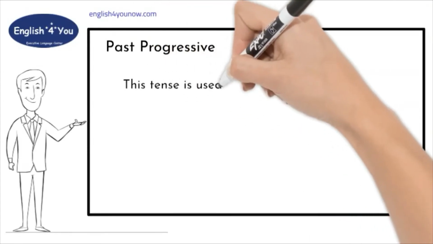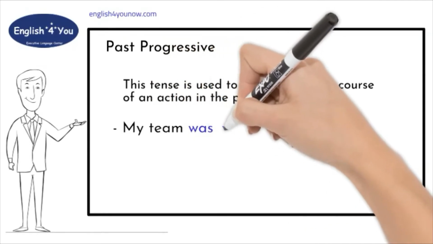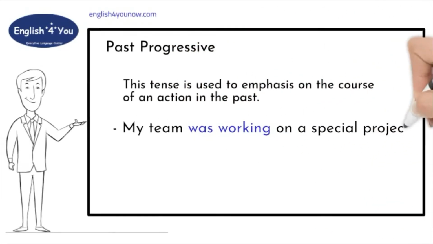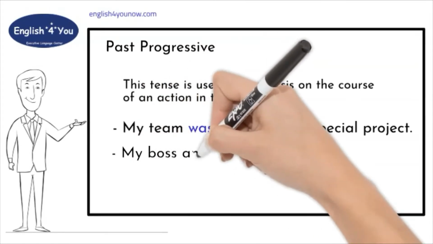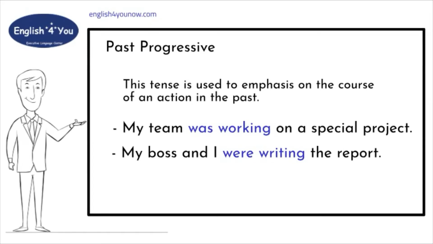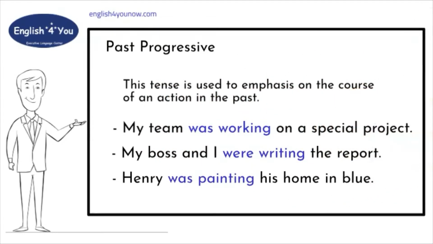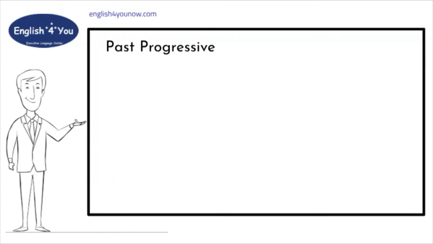Now, let's talk about the past progressive. This tense is used for several purposes. For example, to emphasize the course of an action in the past. My team was working on a special project. My boss and I were writing the report. Henry was painting his home blue.